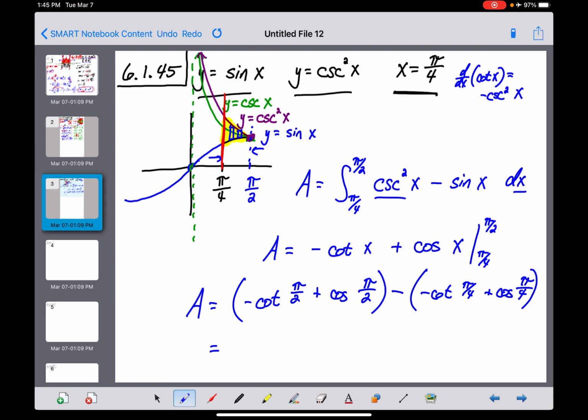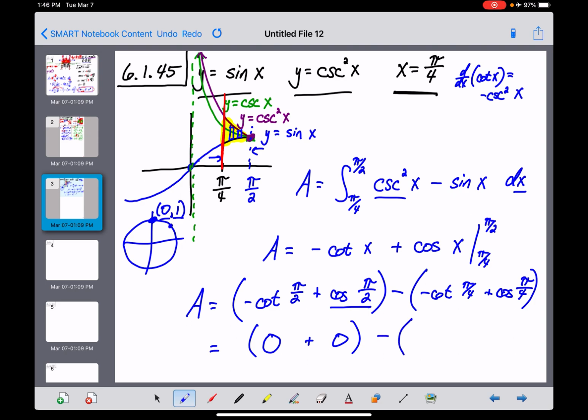Cotangent at pi over 2. So I'm going to go back to my unit circle right here and see where we're at. At pi over 2, which is right here, that's the ordered pair 0, 1. Tangent is y over x. That would be 1 over 0, which would be undefined, but cotangent is the other way around, x over y. 0 over 1 is going to be 0, and I don't have to worry about the opposite of that. Plus cosine, which is our x-coordinate at that same angle, which is going to be 0. Well, that wasn't bad.